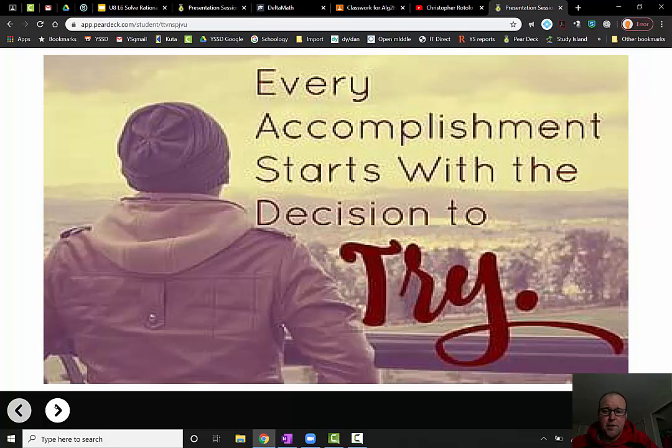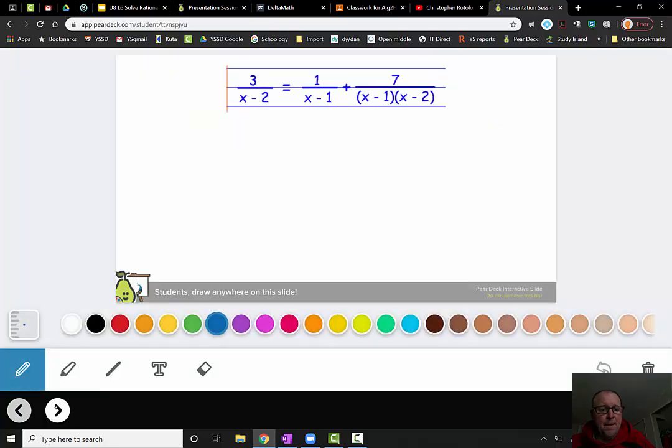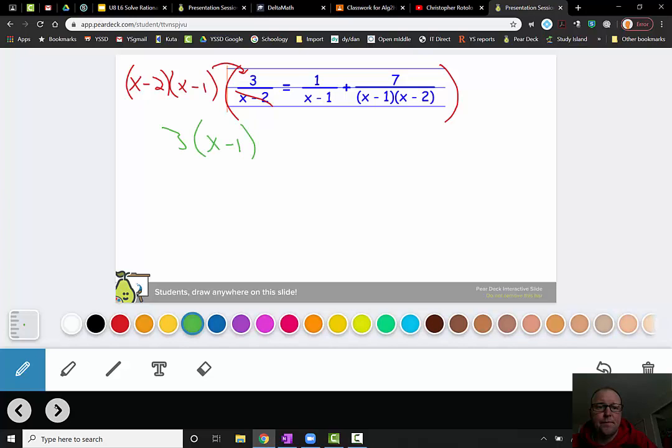So it all starts with the decision that we're going to try this out. So here we are. In the denominator, I see an x minus 2, x minus 1, and then they repeat over here, so that's cool. That means I just multiply this by x minus 2 and x minus 1. As I distribute, I'm going to cancel out my x minus 2's. So that means the first term that I'll have is 3 times x minus 1 equals, as I distribute, the x minus 1's are going to cancel. So I'm going to get 1 times x minus 2.